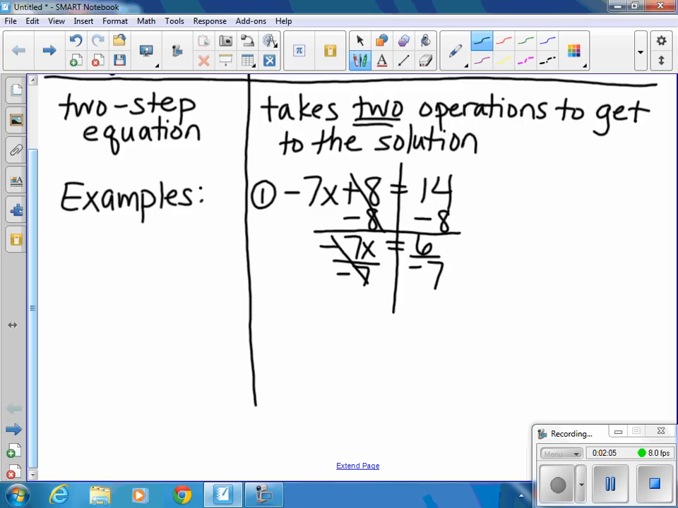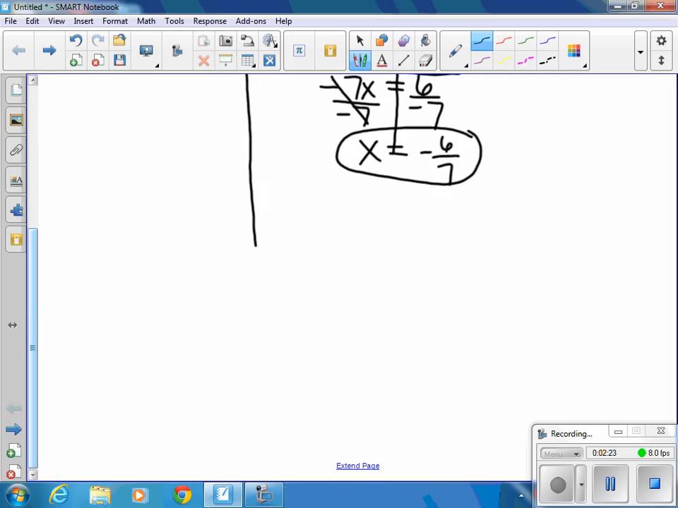Okay, so that leaves you with x on the left-hand side. On the right-hand side, 6 cannot be divided by negative 7, so you have to leave it as a fraction, and your final answer is negative 6/7. Okay, it does not matter where the negative sign goes as long as you have one. Okay, but do not turn it into a decimal. If the equation does not start with decimals, your answer may not have decimals in it.